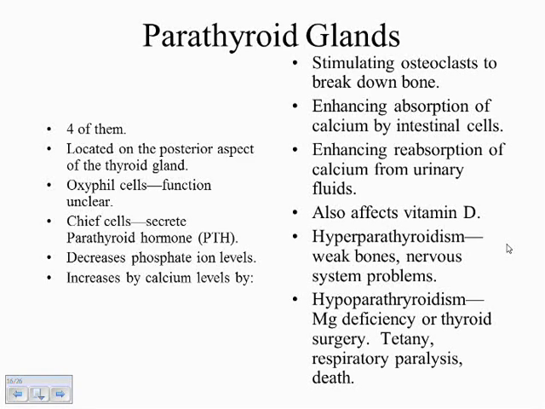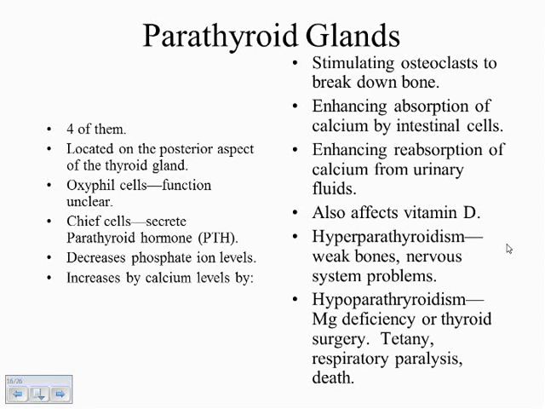These glands make one hormone that you need to know about. And it's kind of easy to remember. It's called parathyroid hormone. So it'd be pretty easy to remember. PTH, parathyroid hormone. And notice what it does. It decreases blood phosphate levels, increases blood calcium levels.